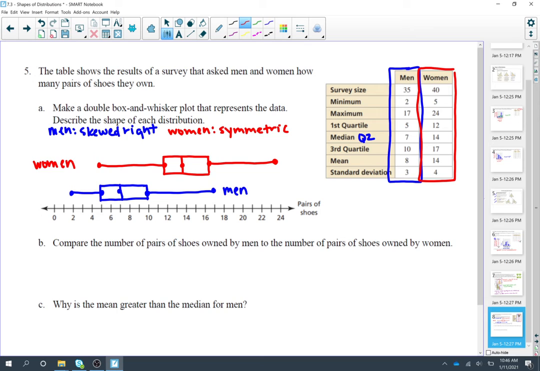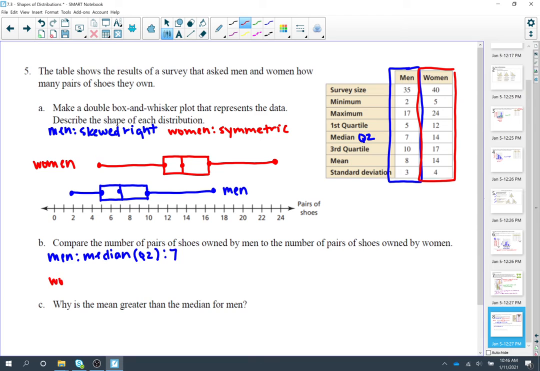Okay, part B. Compare the number of pairs of shoes owned by men to the number of pairs of shoes owned by women. Well, if I'm looking at the men, and the men are skewed right, that tells me that I should probably use the median to figure out what's actually going on here. Because if they're skewed, you might have an outlier or something that's going to throw the mean off. So men, if I go find the median, keep in mind that the median is the same thing as Q2. Well, that's up here, and we're looking at 7. So typically, men are buying about 7 pairs of shoes.